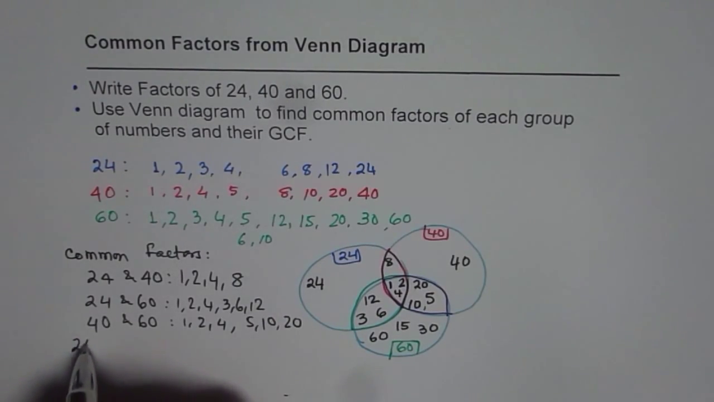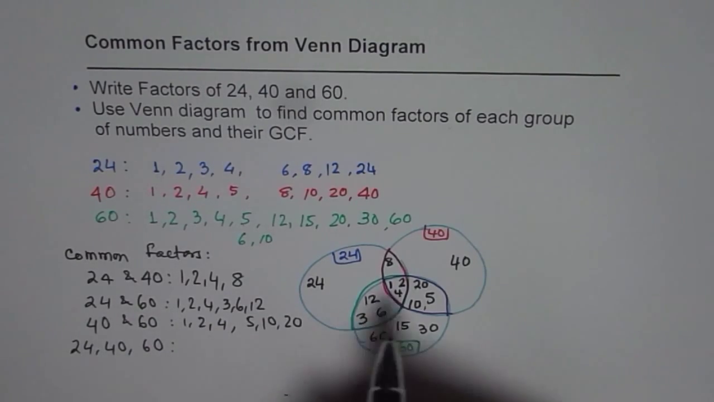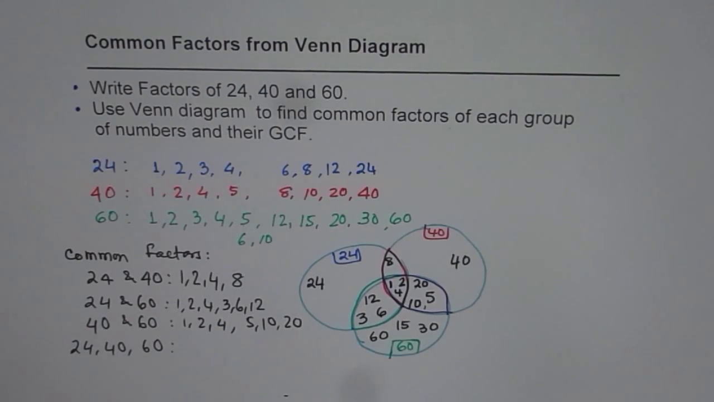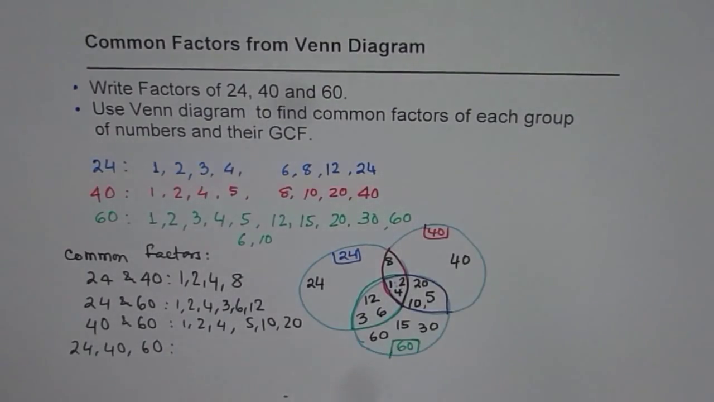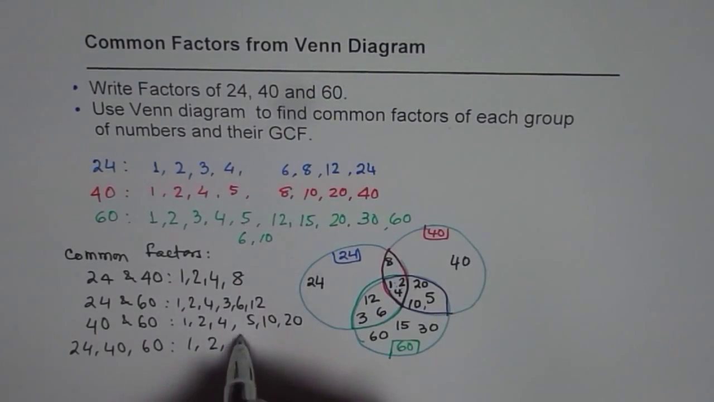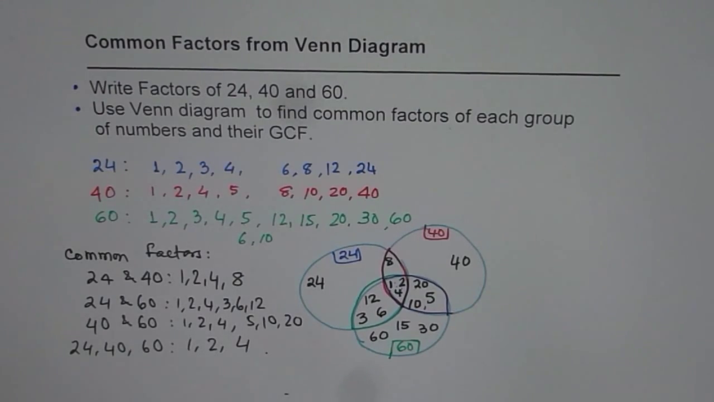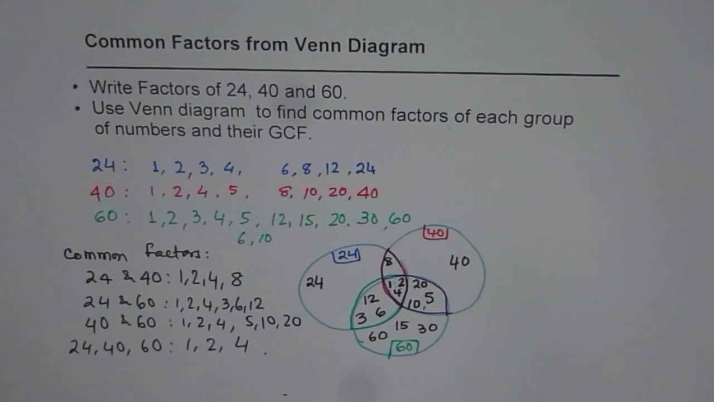That means 24, 40 and 60. So that is the group right there in the center. Do you see this group right there? So that group has the numbers 1, 2 and 4. Do you get it? Now, so we have done the first part, that is how to find common factors.